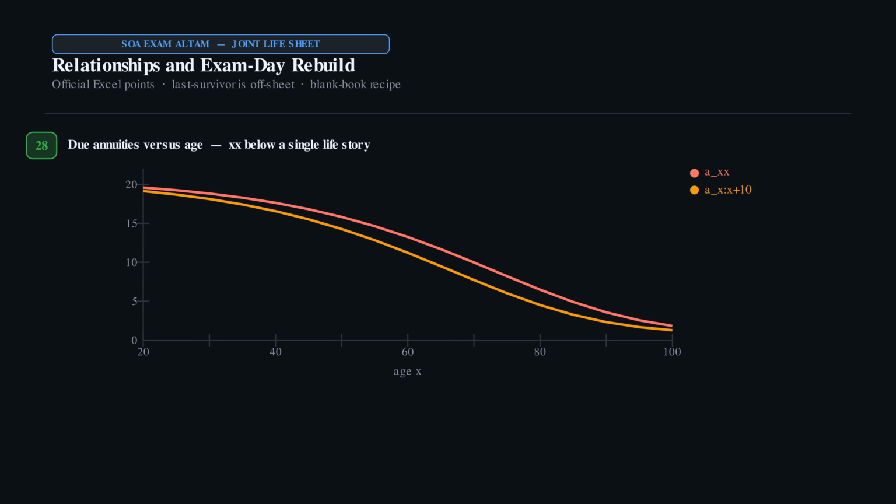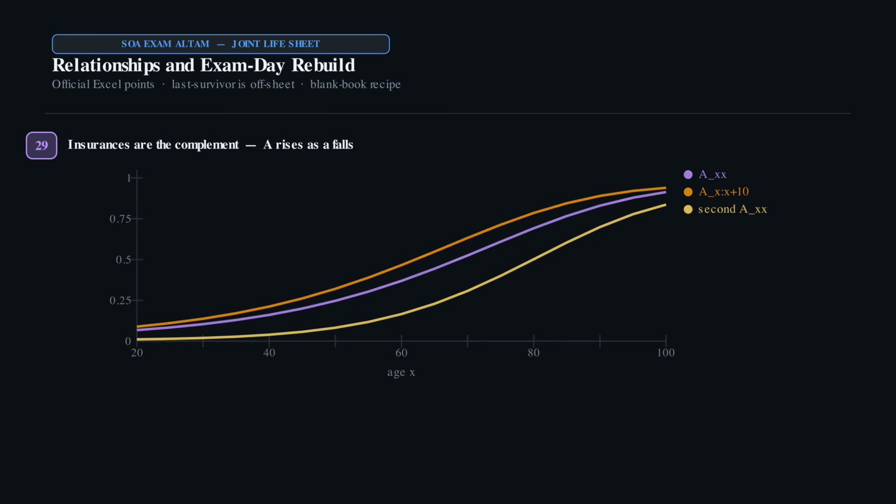Every point is a cached Excel value. The red curve is AXX. The orange curve is AX:(x+10). Both start near 19 and fall toward 1. Orange stays below red at every age. One life is older, so the joint clock fails sooner, and the due annuity is smaller. Insurance is 1 minus D times the annuity, so the curves rise as the annuity curves fall.